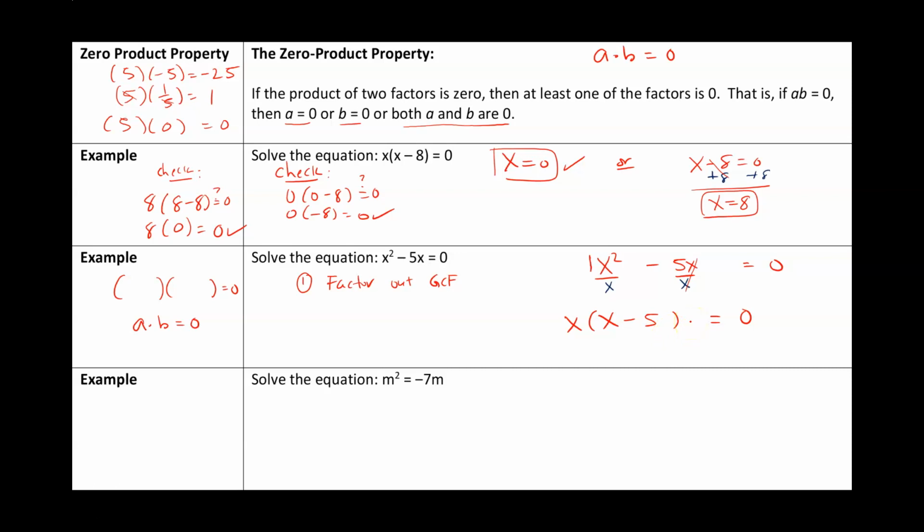Now that it's factored, I have the case where we have two terms multiplied to 0. So now I can apply the zero product property. We didn't have two terms multiplied to be 0 in the first case, which is why we have to factor it. Now by the zero product property, either x is equal to 0 or x minus 5 is equal to 0. So if I solve this, I get x equals 0 or x equals 5, and then this will be my solution.